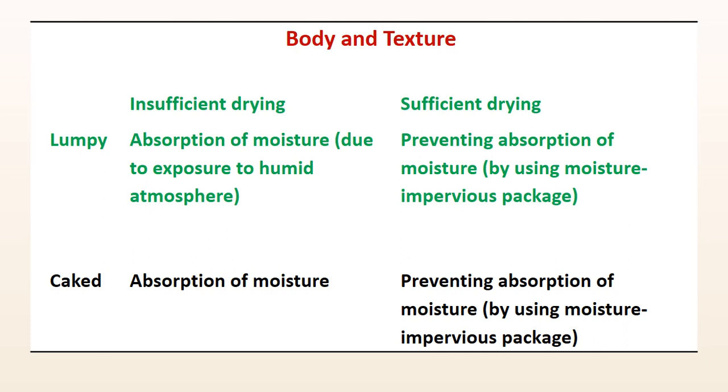The first one is lumpy. The causes are insufficient drying, absorption of moisture due to exposure to humid atmosphere, and the prevention is sufficient drying and preventing absorption of moisture by using moisture impervious packaging. So in case of dried powder, packaging is very important. I told there it should not allow the entry of any moisture from outside. The other defect is caked, becoming like cake. The cause is absorption of moisture, and the prevention is preventing the absorption of moisture by using moisture impervious packaging material.